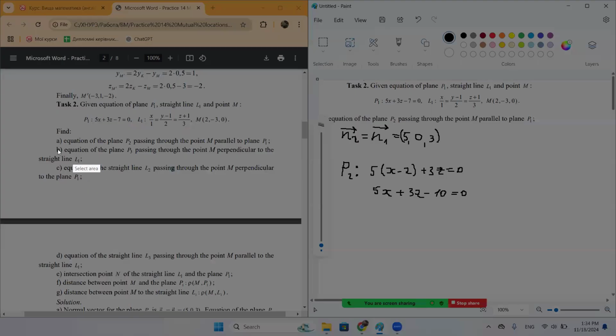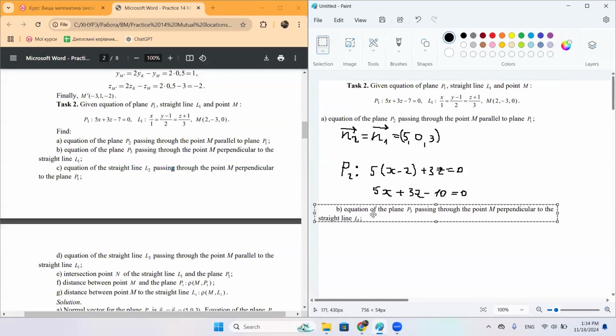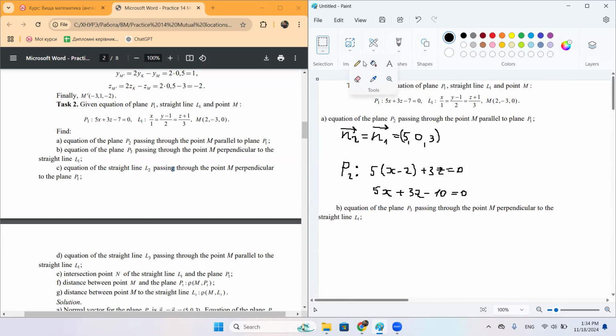Then section B. So equation of the plane P3 passing through the point M perpendicular to the straight line L1. So the plane P3 is perpendicular to the straight line L1. So what will be the normal vector of the plane P3? It will be 1, 2, and 3. Yeah, so it is the direction vector of L1.